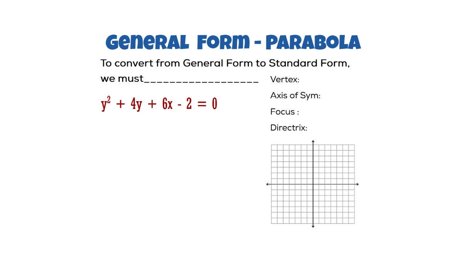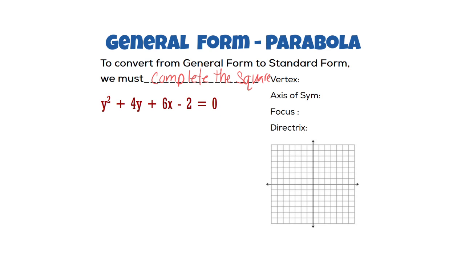The next conic we're going to do is a parabola. So to convert from general form to standard form, we must complete the square. All right, now what's different on a parabola, since there is only one squared term, we'll only be completing the square once. Sometimes you'll do it with the x, sometimes with the y, depending on whether it's one of those sideways parabolas or up and down.